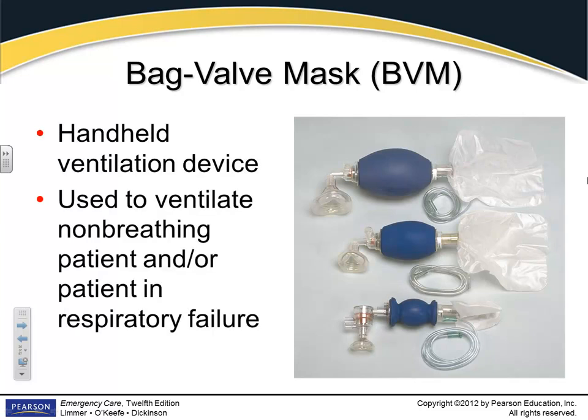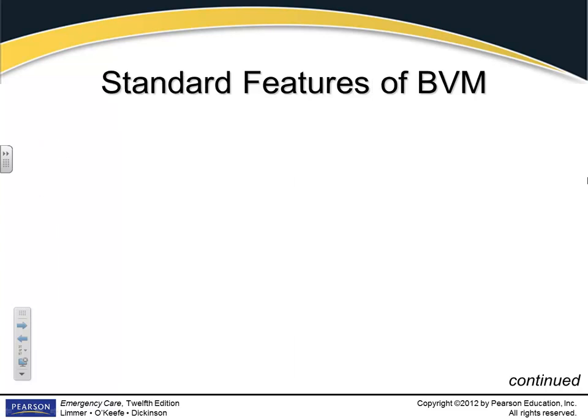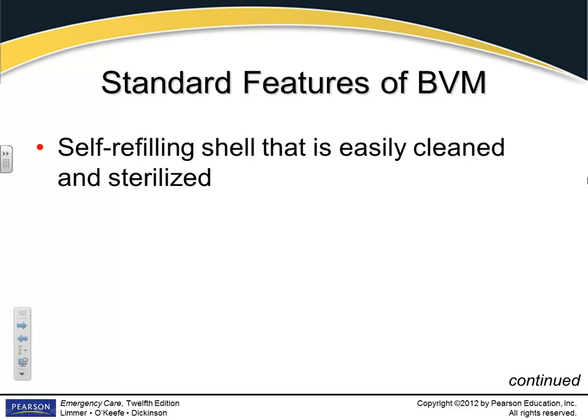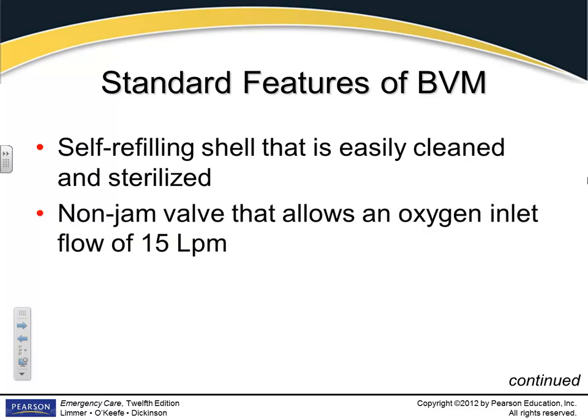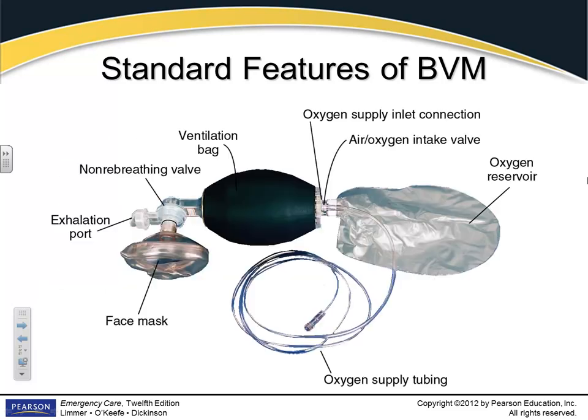Handheld ventilation devices are used to ventilate a non-breathing patient or a patient in respiratory failure. Standard features: that bag will refill itself. You don't have to do it. I did tell you that they're disposable. You use it on one patient and then you ditch them. It's got a little oxygen inlet so you can connect that up. It's got a non-rebreathing valve, which means the exhaled air doesn't come back into the bag. It goes out to the side. There we go. Anything else?